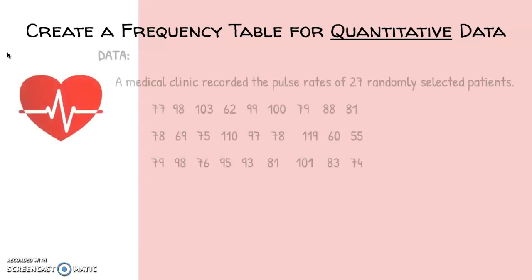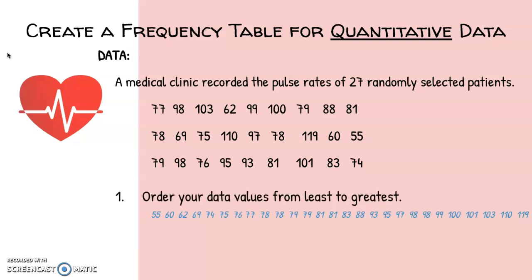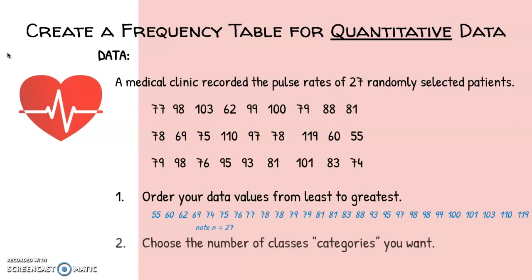So suppose we have a medical clinic that records the pulse rates of 27 randomly selected patients. We take all of this data, and the first thing we want to do before we put it in a table is order it from least to greatest. One of the easiest ways to do that is to put the data into a program like Excel or StatDisk and use their sorting feature.